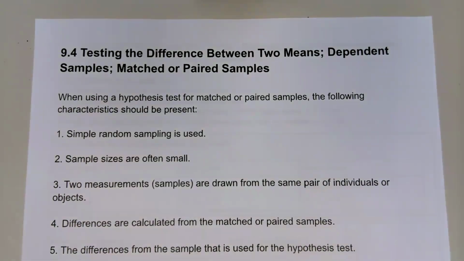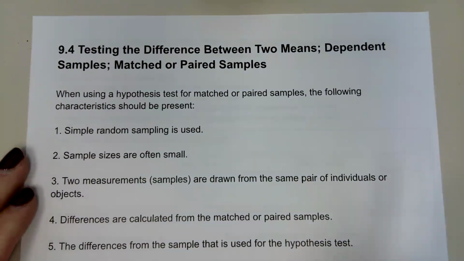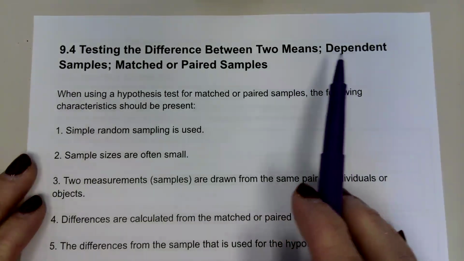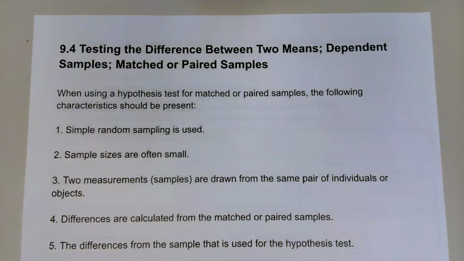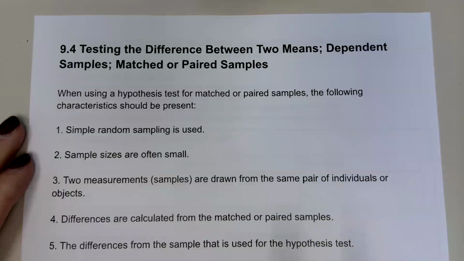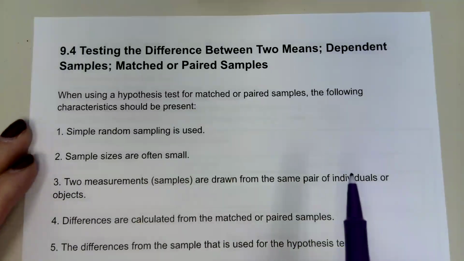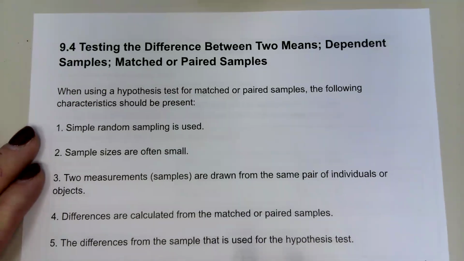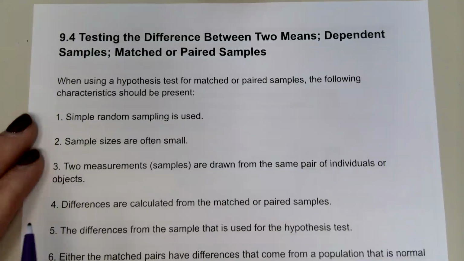In this lesson, we are continuing our learning of two sample t-tests, two sample testing, I should say. We're going to be testing the difference between two means, so we still have quantitative data, but they're dependent samples or matched pairs. Remember our intro topic of how to tell between independent and dependent sampling. Matched or paired samples are usually a before or after, or maybe twins that are compared to one another, something like that. So when using a hypothesis test for matched or paired samples, the following characteristics should be present.